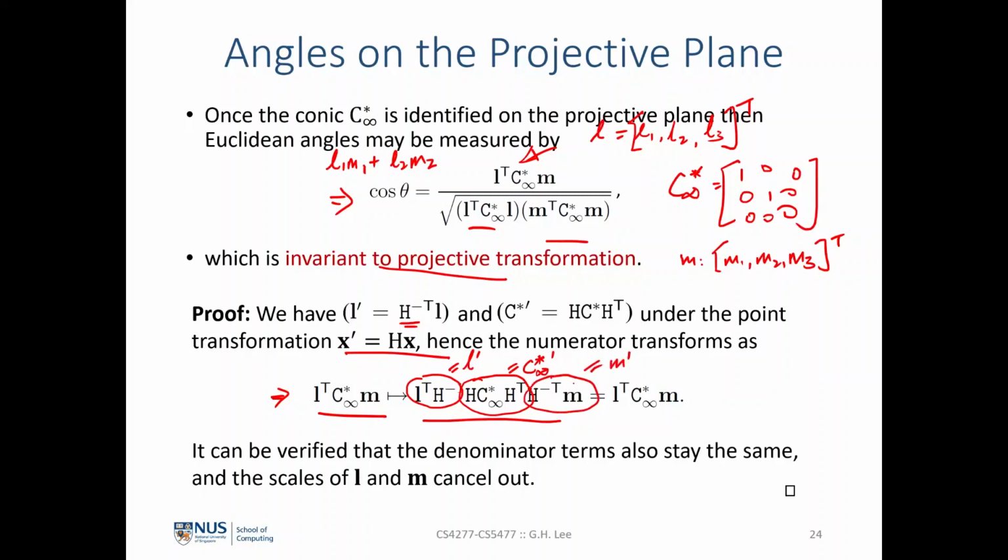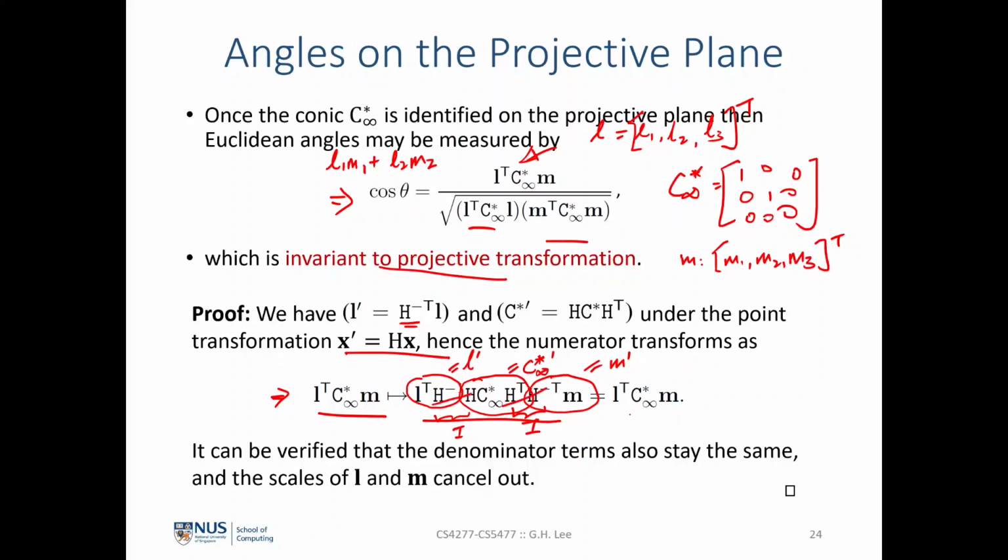And we can see very clearly that over here we would have H inverse multiplied by H, and this is equivalent to identity. And similarly, we have another term over here which is equivalent to H transpose multiplied by H inverse transpose, and this would also give us identity. Hence, these two terms here can be cancelled out.